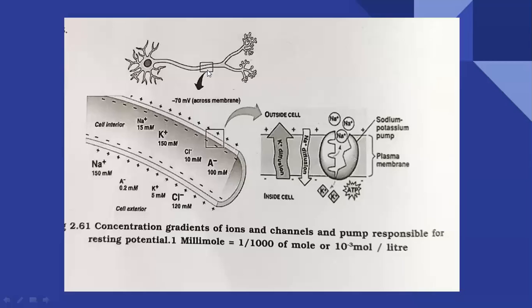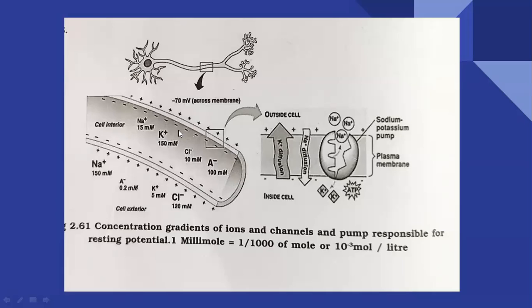So how do these differences arise? We have been told that when the neuron is in resting position, a minus 70 millivolt difference will be there. So how is this minus 70 millivolt of potential generated inside this neuron? To understand this, we have to go back.